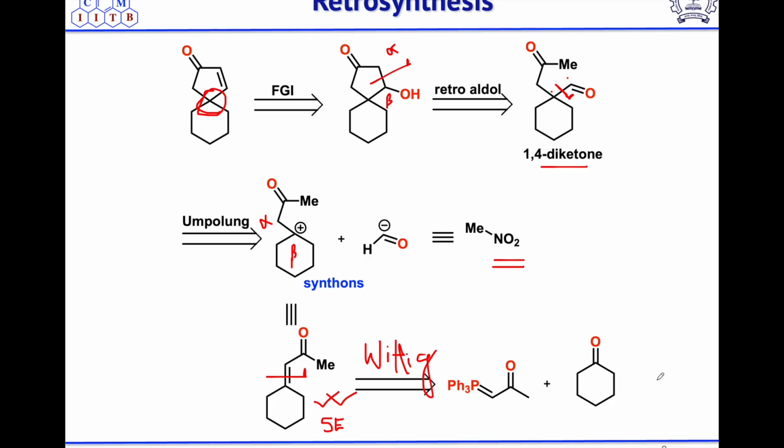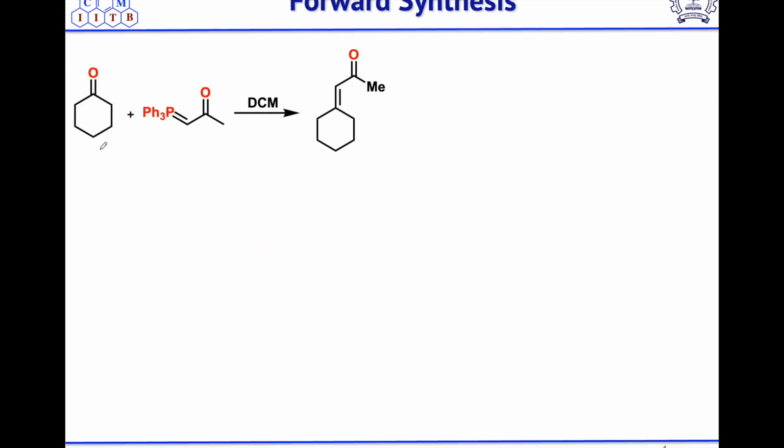So what will be the forward synthesis? For our synthesis, we have to use this cyclohexanone and carry out the Wittig reaction. This is the Wittig ylide. If we treat this mixture in DCM under reflux condition, we could easily get this alpha beta unsaturated Wittig product.